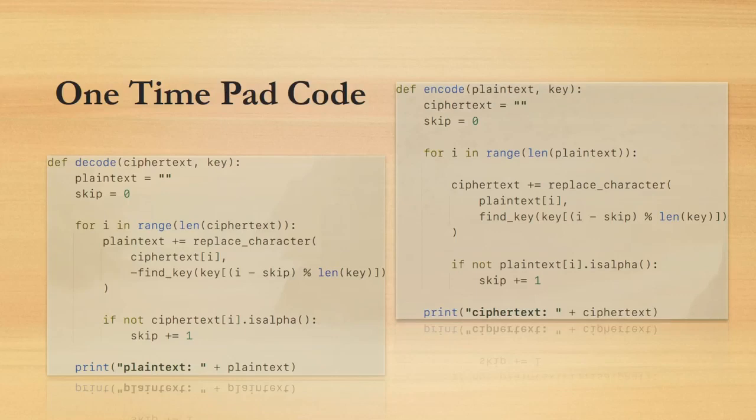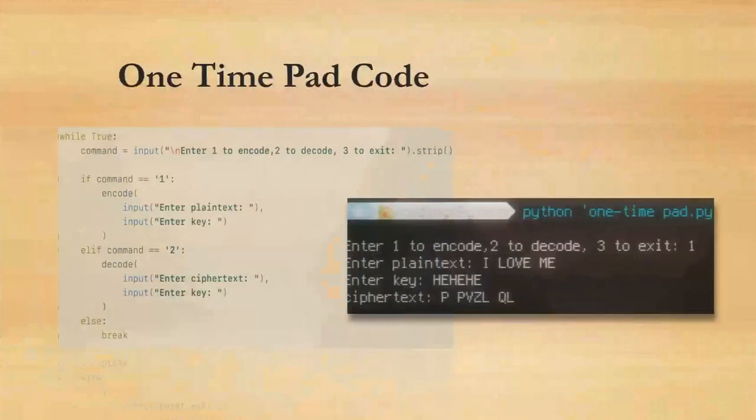And for the encoding part it is the same, but here we will use the positive key for the encoding part, and we will find the ciphertext from the plain text. And in the decode part we use minus find key, which means a negative key for the decoding part. We have run the code, and here is the result, which works perfectly.